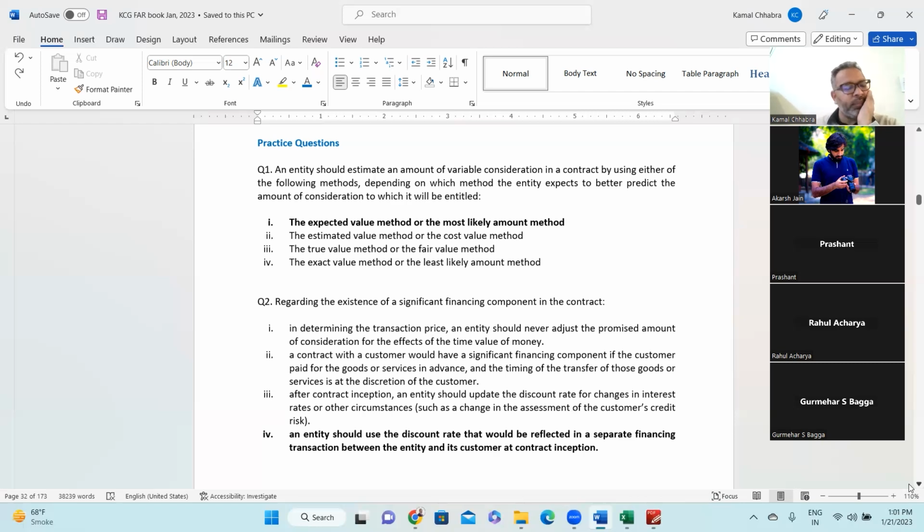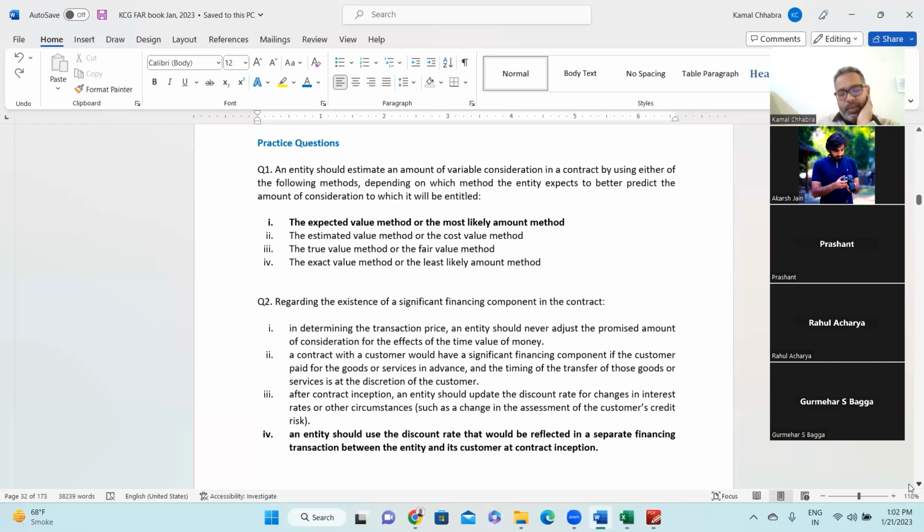Yes, absolutely true. Second question is regarding the existence of a significant financing component in a contract. In determining the transaction price, an entity should never adjust the promised amount of consideration for the effect of the time value of money. So we need to choose which one is the right statement in the light of the financing component. When you calculate the transaction price, an entity should never adjust the promised amount. So the answer is wrong. You should adjust the financing component.